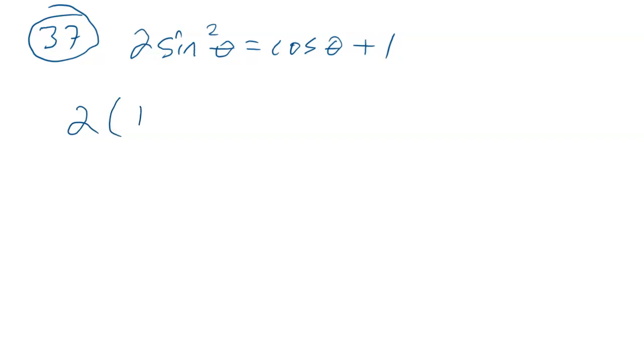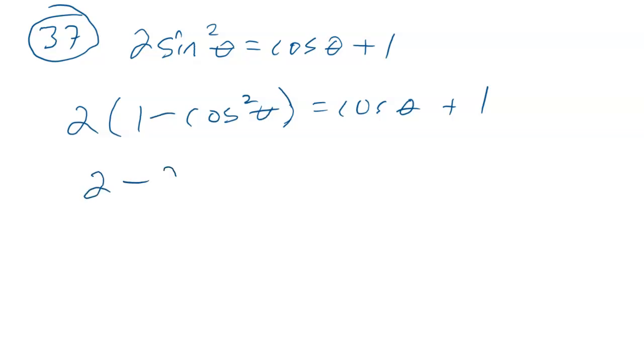37. 2 sine squared theta is equal to cosine theta plus 1. We want to get everything into cosine. So we'll say 2 times 1 minus cosine squared theta is equal to cosine theta plus 1. I'm going to distribute, so 2 minus 2 cosine squared theta is equal to cosine theta plus 1.